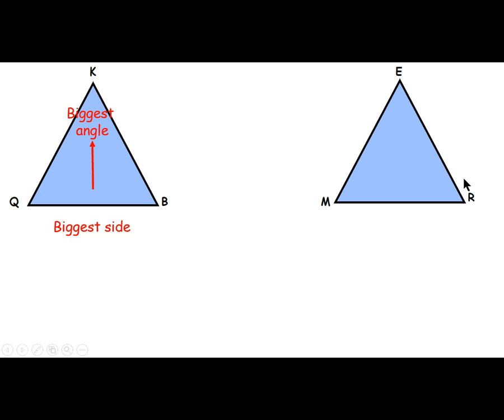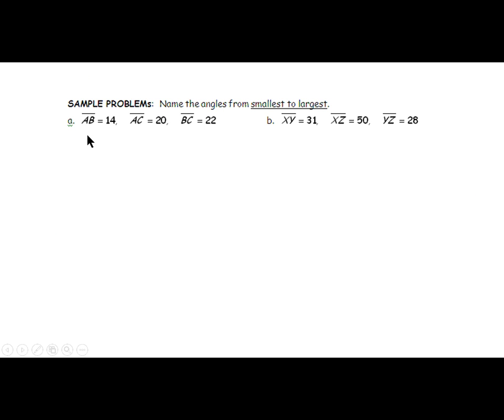Let's say in this second triangle, if I told you that this side over here is the smallest side, which angle would have to be the smallest angle? The smallest angle is across from the smallest side. So the smallest angle would have to be across from that, which is going to be angle M. So we could give you a problem.